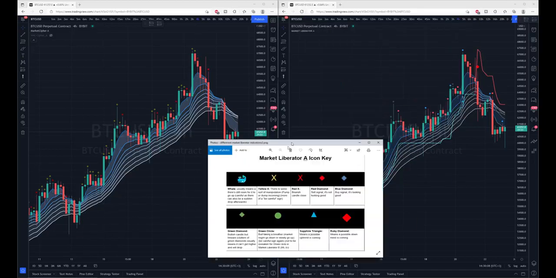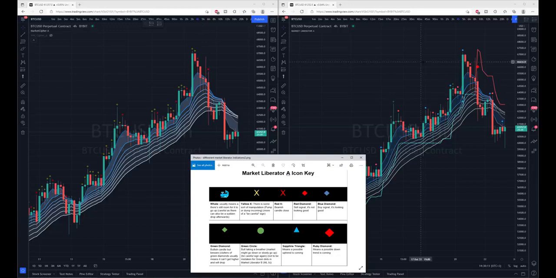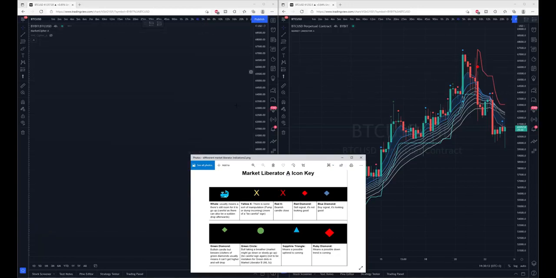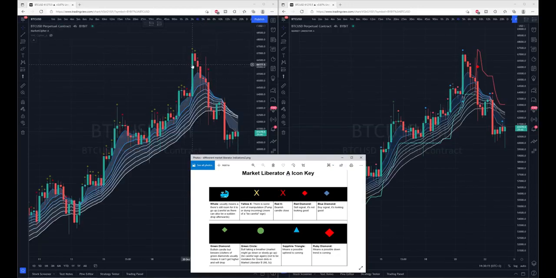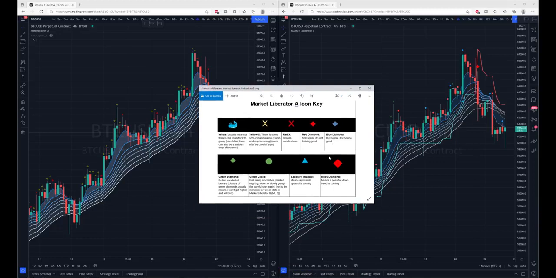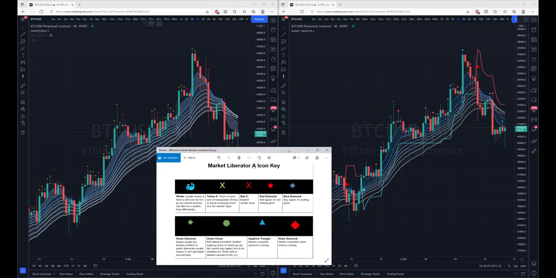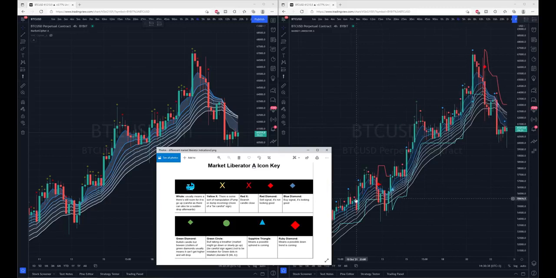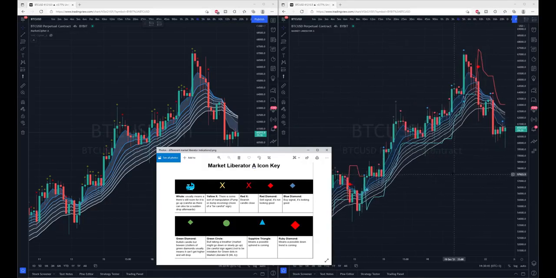And if we take a look over here, similar to the Market Liberator, just a little bit earlier, one candle earlier, with the red diamond and then red X on this big bearish candle, red diamond on this big bearish candle for the Liberator. We got the blue diamond, which is a buy signal, meaning it's looking good. We get that buy signal here, we get it here, we get it at the very top right here, here.